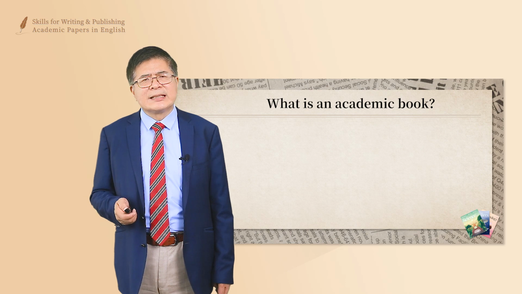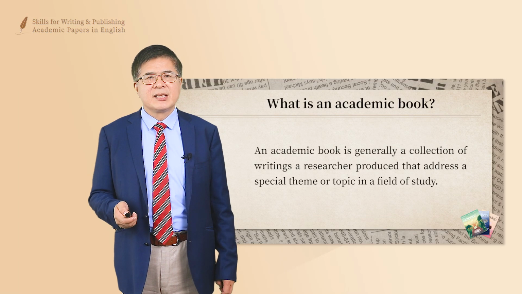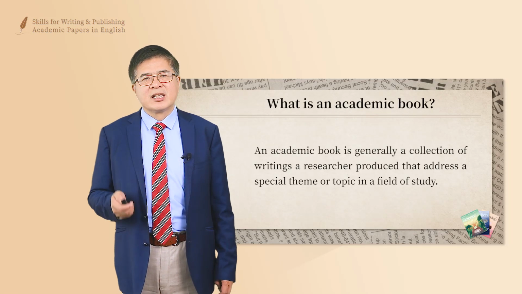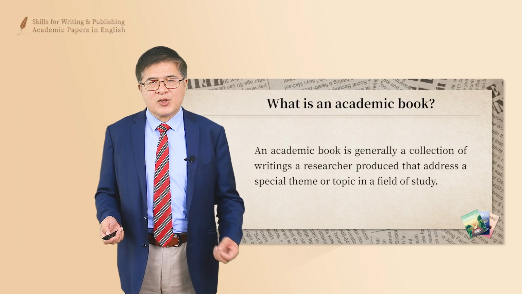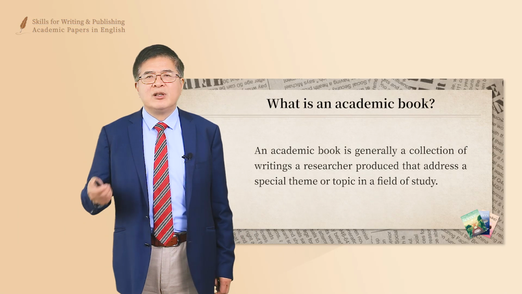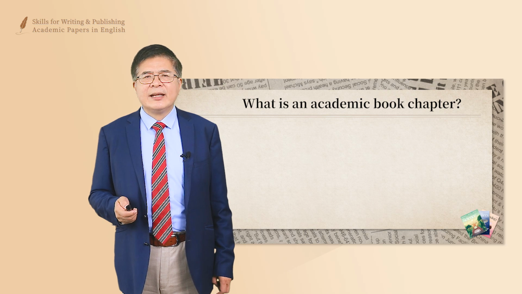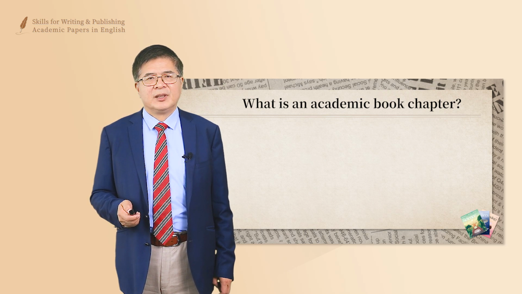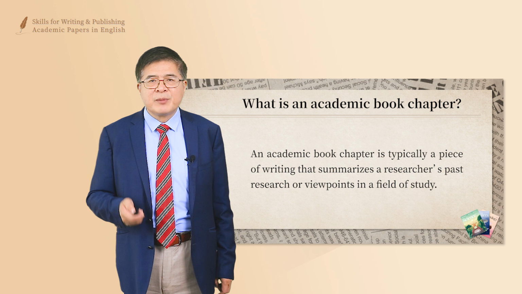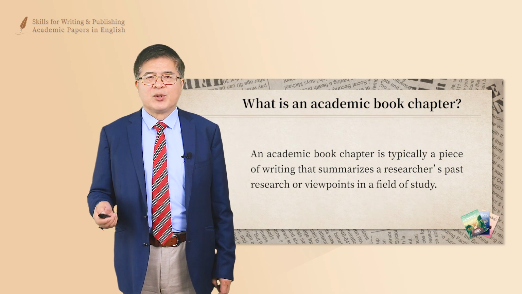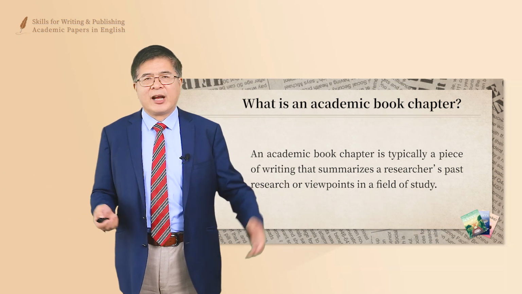Next, what is an academic book? An academic book is generally a collection of writings a researcher produced that address a special theme or topic in the field of study. It could be a collection of chapters written entirely by you, or it could be written by a group of authors. And next, what is an academic book chapter? An academic book chapter is typically a piece of writing that summarizes a researcher's past research or viewpoints in a field of study. So it is focused on one topic, a particular area of study.